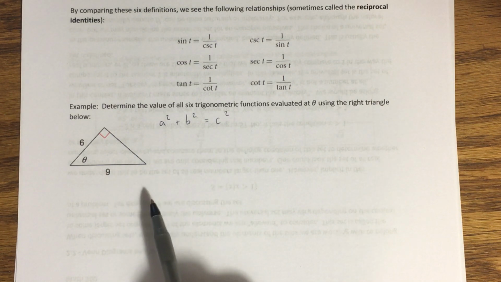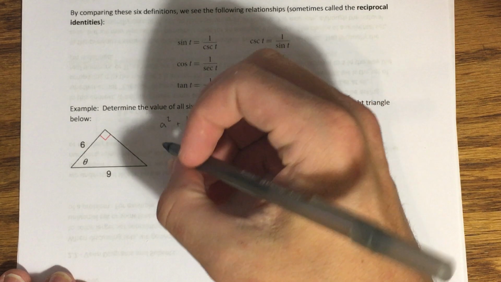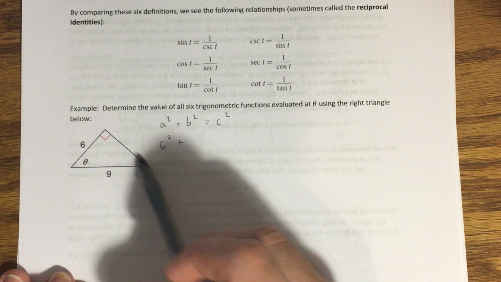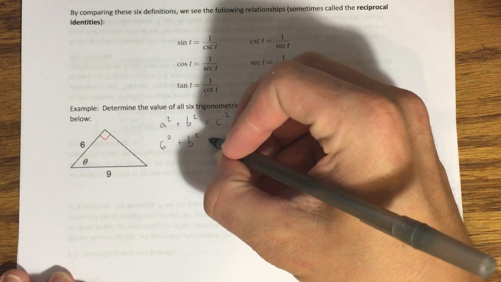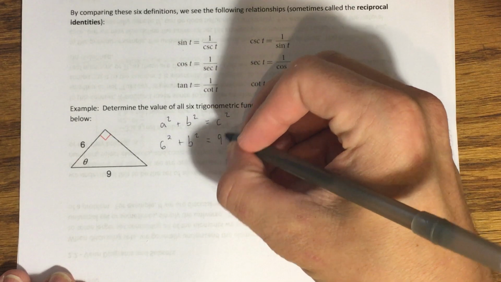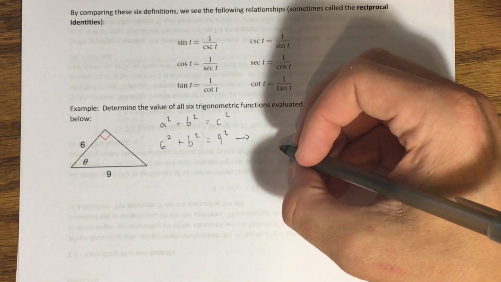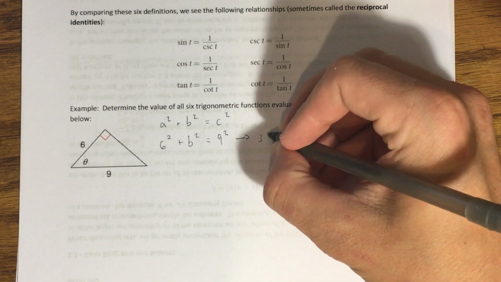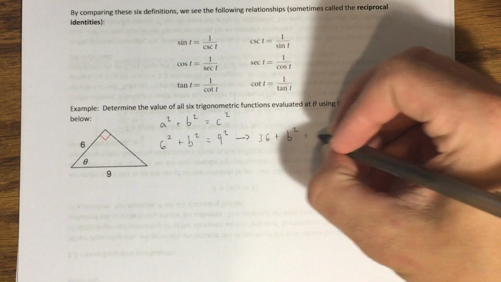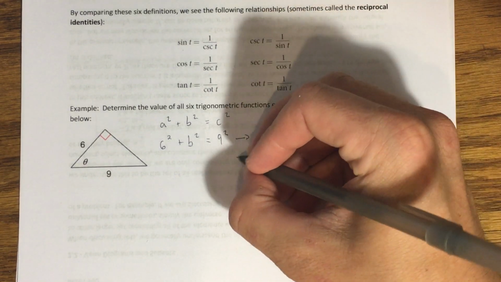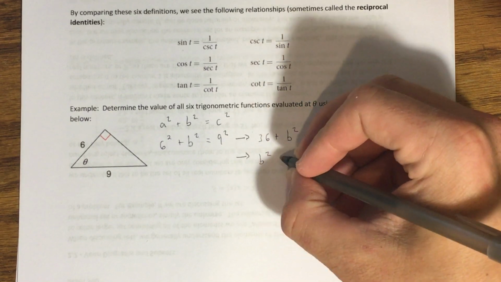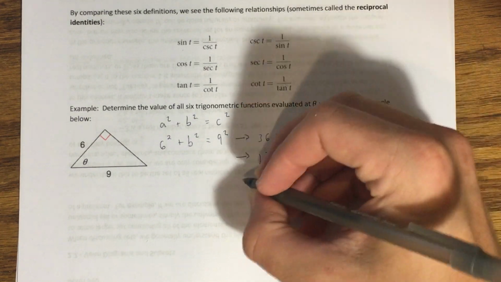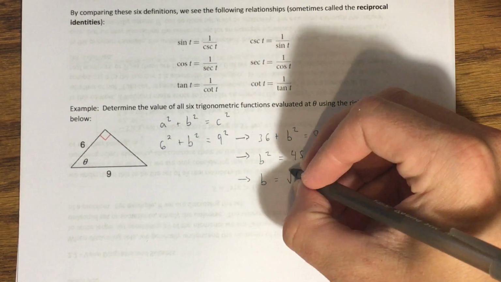Okay? So if I fill in some unknowns here, let's say that 6 is a. I can say that 6 squared plus, if 6 is a, then b would be the unknown side, so I'm just going to call it b squared, equals c squared, which is 9 squared. This is something that I want to solve. So this is the same thing as 36 plus b squared equals 81, which takes me to b squared equals, I would subtract 36 from both sides, that's 45. And that tells me that b is the square root of 45.